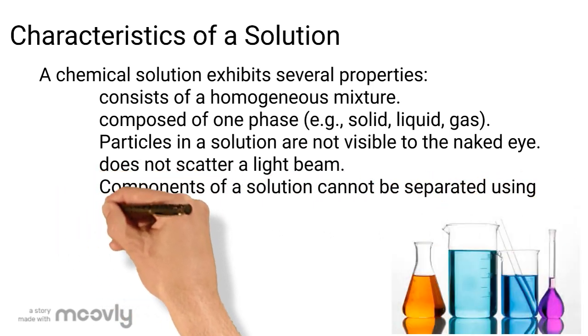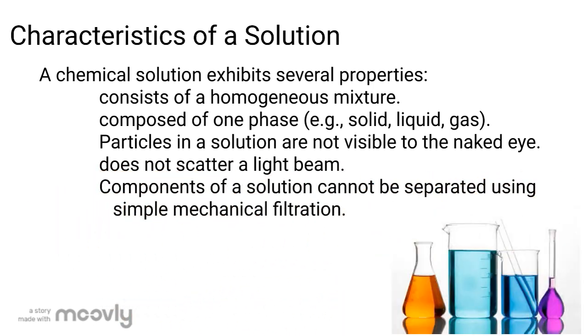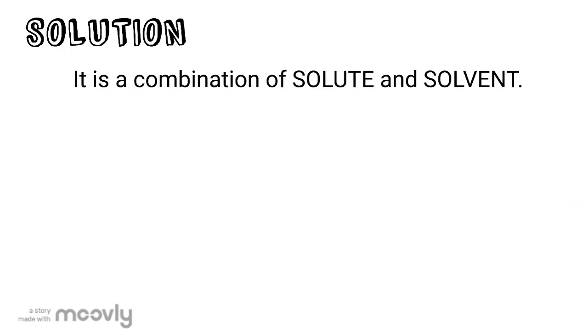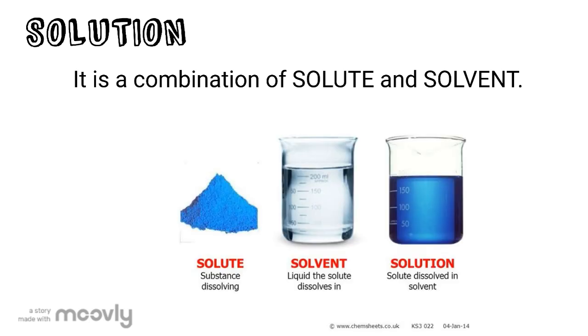The particles in a solution are not visible to the naked eye. It does not scatter a light beam. And the components of a solution cannot be separated using simple mechanical filtration. A solution is a combination of solute and solvent. A solute is the substance to be dissolved. The solvent is the one doing the dissolving. As a rule of thumb, there is usually more solvent than solute.